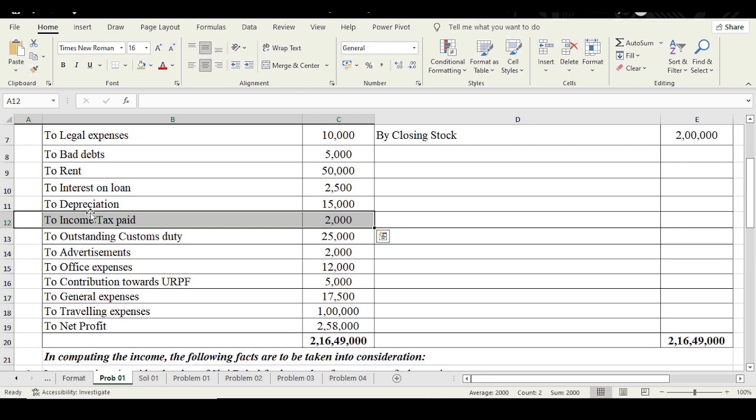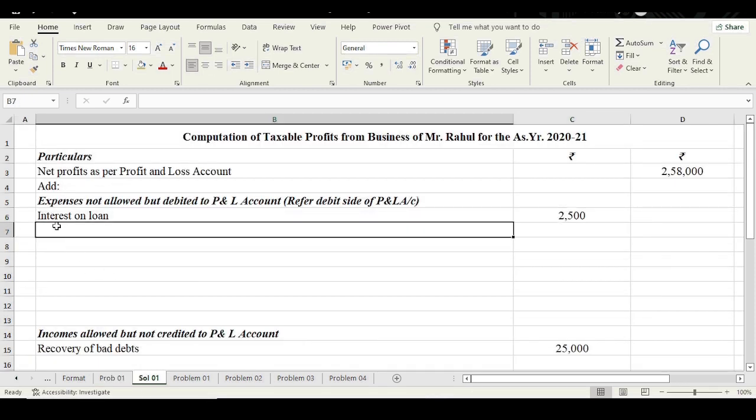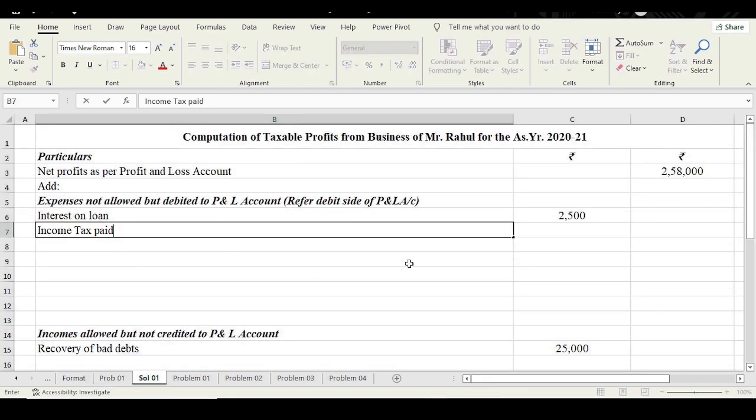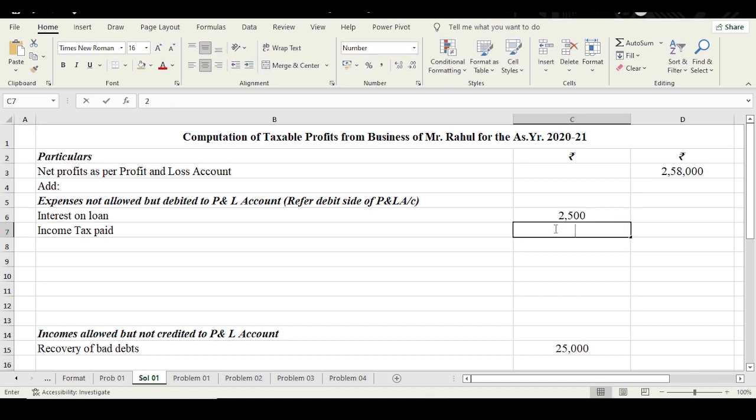Income tax paid. Now, sales tax is related to business. As such, it is allowed. Income tax is not related to business. It is a personal tax that has to be paid by the businessman for his personal income. As such, it is not allowed. This will not be allowed, and the income tax paid amount is 2000 rupees.